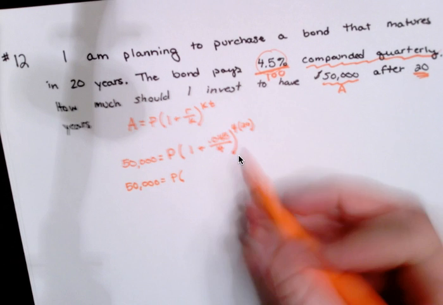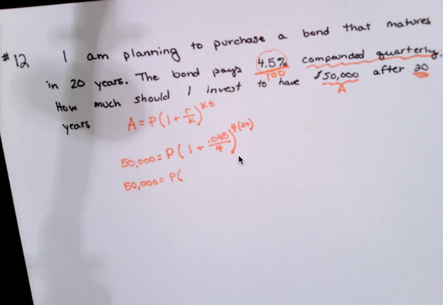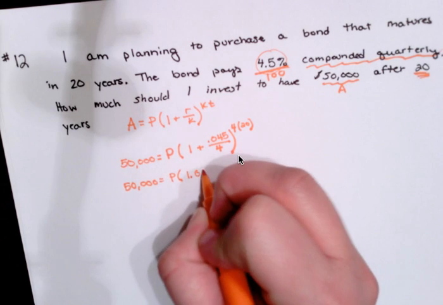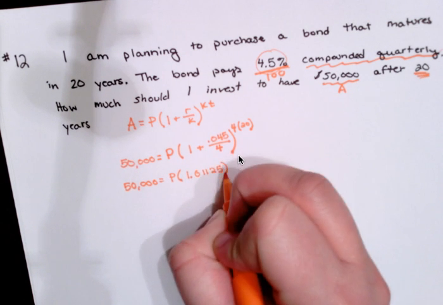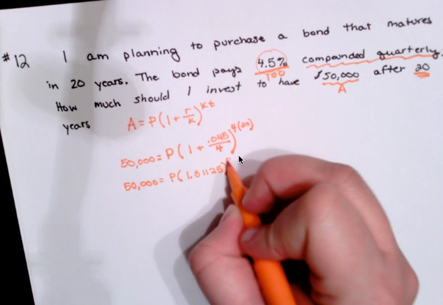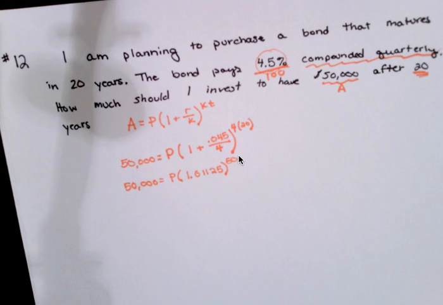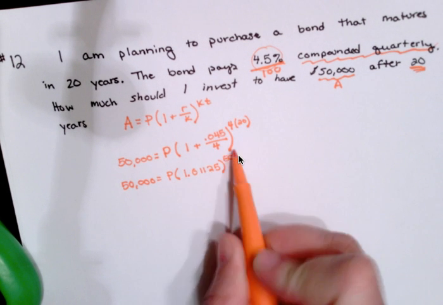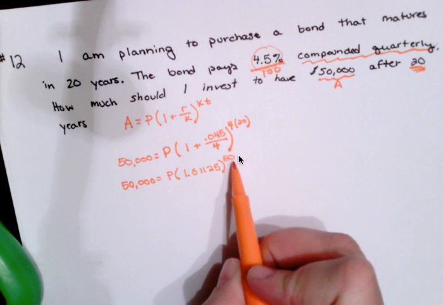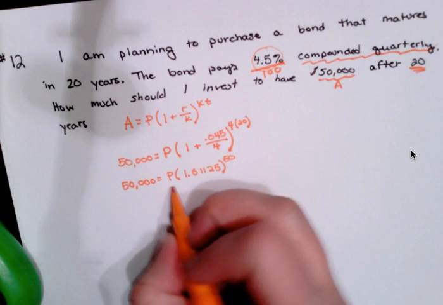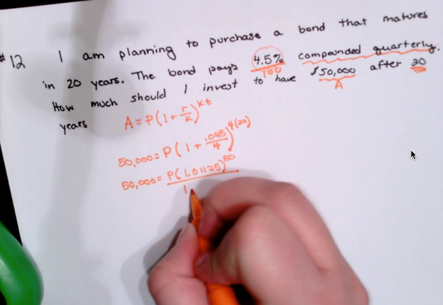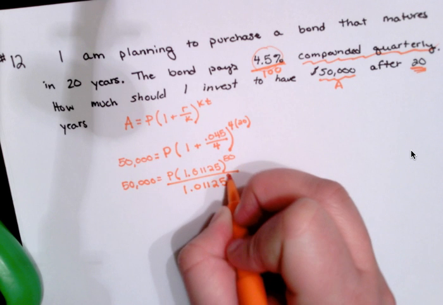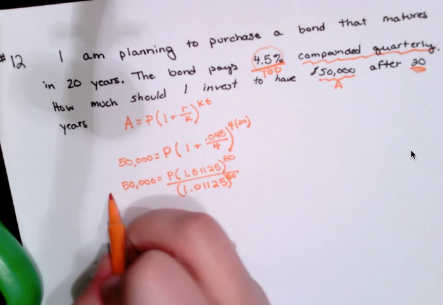equals P. Well, we can do 0.045 divided by 4, and then add 1 to it, which is 1.01125 to the, well, 4 times 20 is 80. So to the 80th power. Well, then if you wanted, this is P times all of this stuff, because this number to the 80th power is just going to be some number, right? So that means if I want to get P alone, I would just divide by all of that stuff to the 80th power. Anything you do to one side, do to the other.